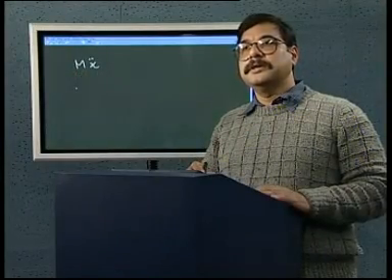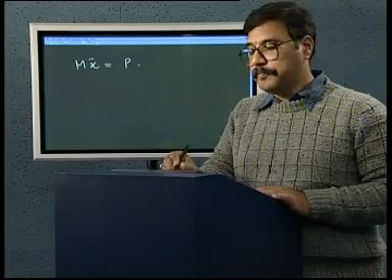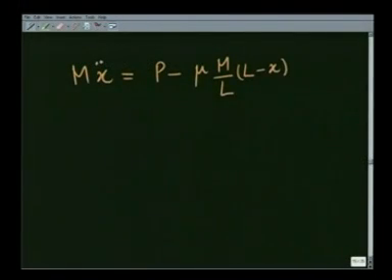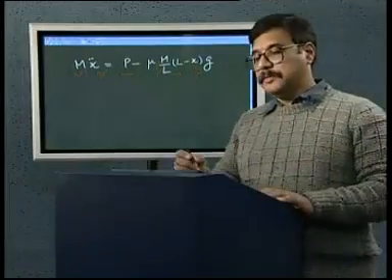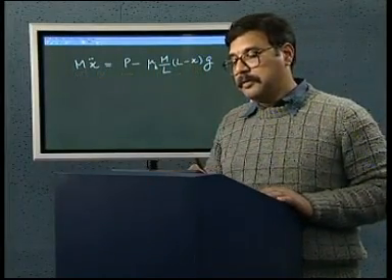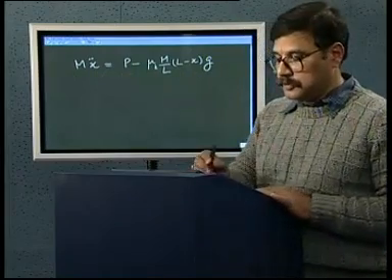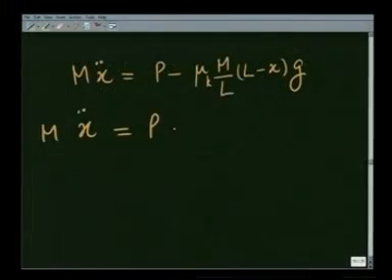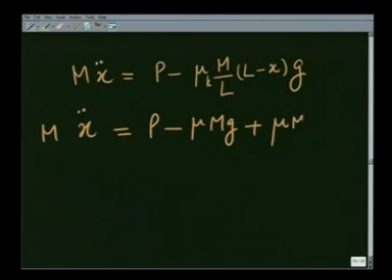And therefore, if I write the equation of motion, the total mass m of the chain moves with acceleration x double dot. Because if the chain has come out by distance x, its acceleration is going to be x double dot, and this is going to be equal to P minus mu m over L minus x times g. For simplicity, I have dropped the subscript k here. It is understood mu is the kinetic friction coefficient. So, x double dot is given as P minus mu m g plus mu m g over L x.